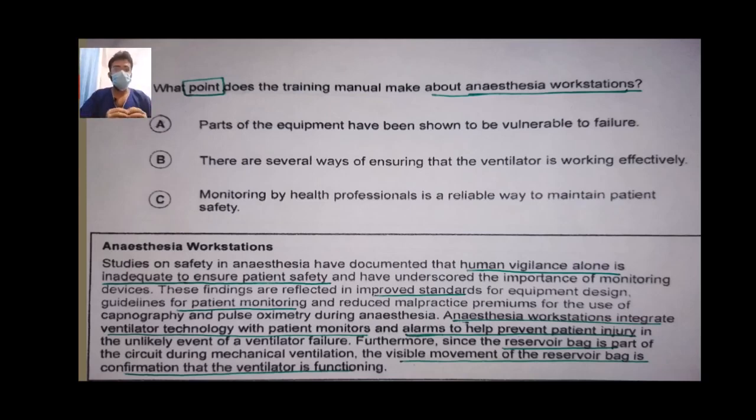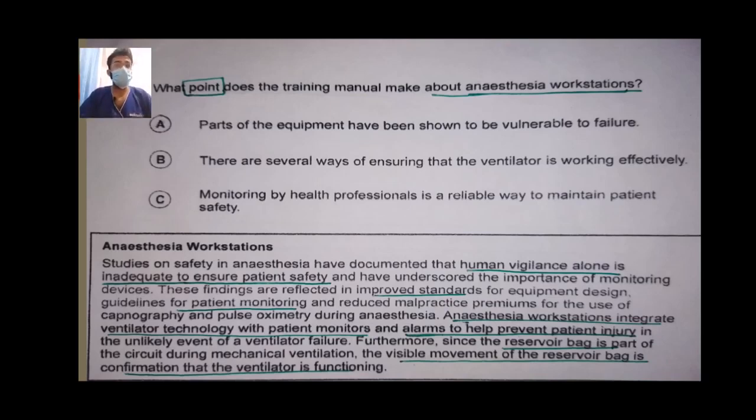Okay, let's read the options now. Option A: parts of the equipment have been shown to be vulnerable to failure. I don't think we have read this in the paragraph. Okay, let's move to option B: there are several ways of ensuring that the ventilator is working effectively. Yes, I think so. Okay, let's read option C: monitoring by the health professional is a reliable way to maintain the patient's safety. No, this is totally wrong. Monitoring by the health professional is not reliable. Okay, so we have excluded option C.